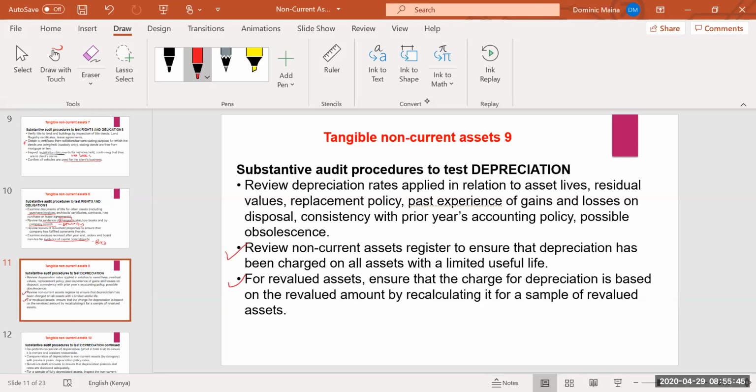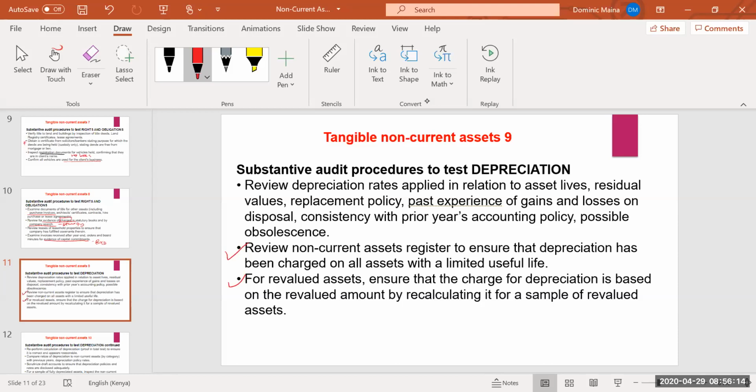So in case there's any revaluation, you may want to be careful to check that the company has depreciated that asset not on the book values, but on the revalued amounts. Be quite careful when it comes to revaluation, because the client may continue depreciating using the value before the revaluation.